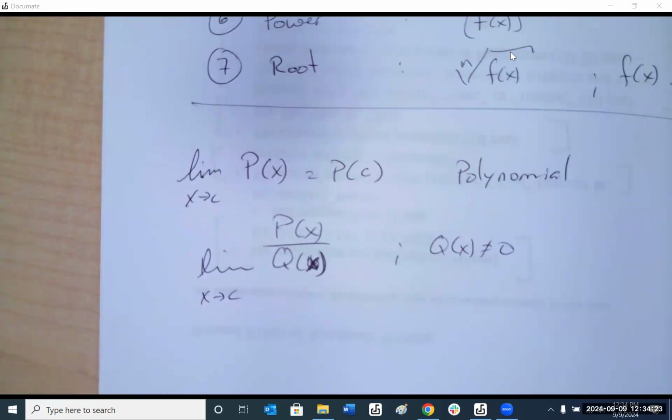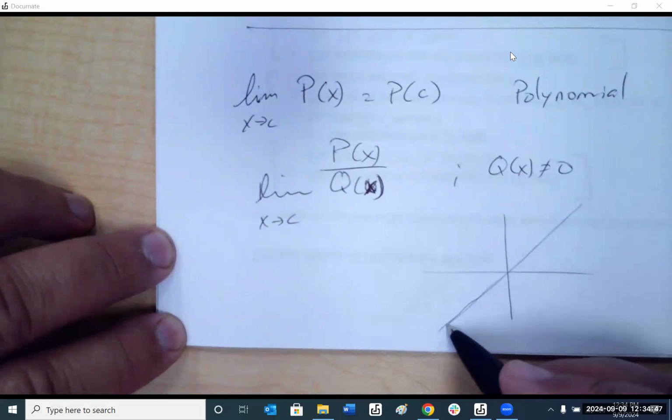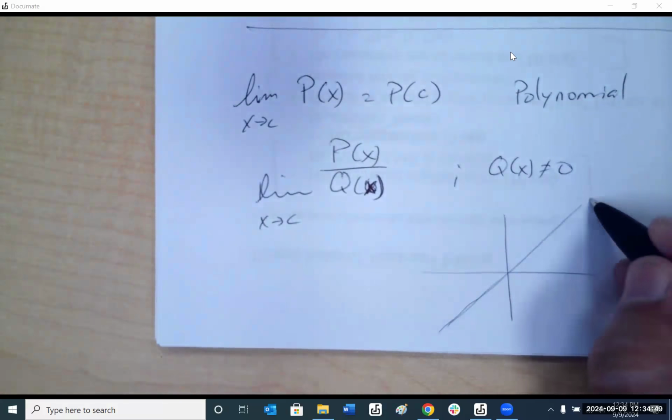What about the inverses? Remember what we learned in algebra. If a function has an inverse, is it still a function? It has to be one-to-one. So it has to be. Basically, what does an inverse really do? It flips it about that axis.